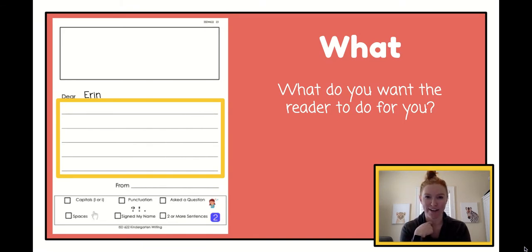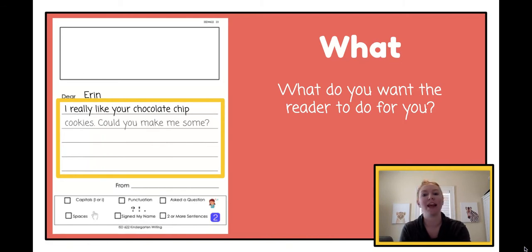My sister Erin makes the best chocolate chip cookies. I think I'm going to persuade her to make me some chocolate chip cookies. So I'm going to say that in my letter. I'm going to say, Erin, I really like your chocolate chip cookies. Could you make me some? I'm asking her to do something for me. I'm asking her to make me chocolate chip cookies.